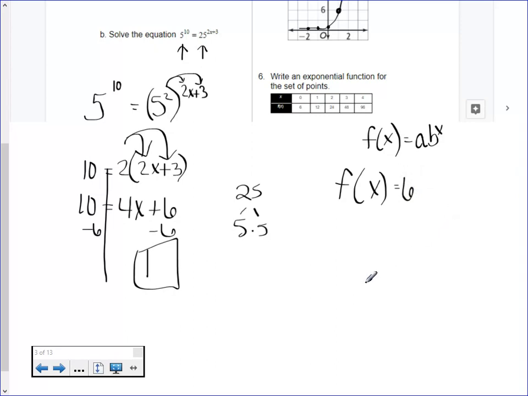And to find b, we're just looking at our y's, and I know this is so tiny, but it goes from 6 to 12. How much do you multiply by? 12 to 24, you're multiplying by 2. So you can tell what your b is, so it would be 2 and then raised to the x power.